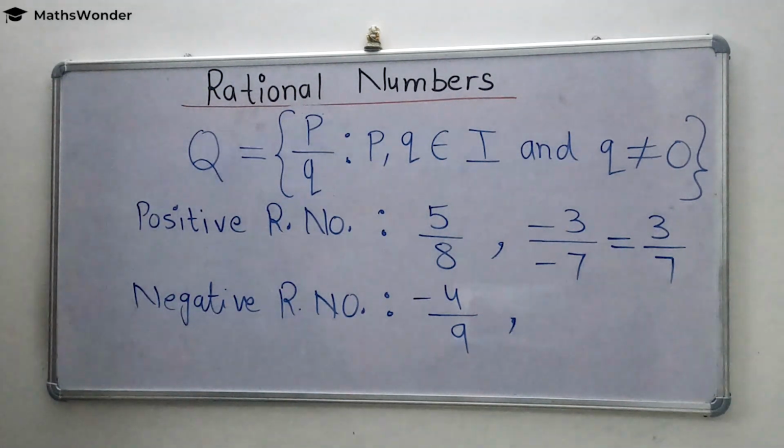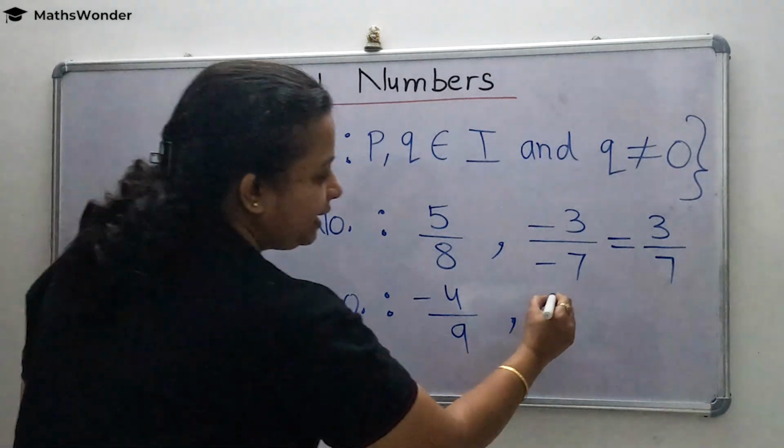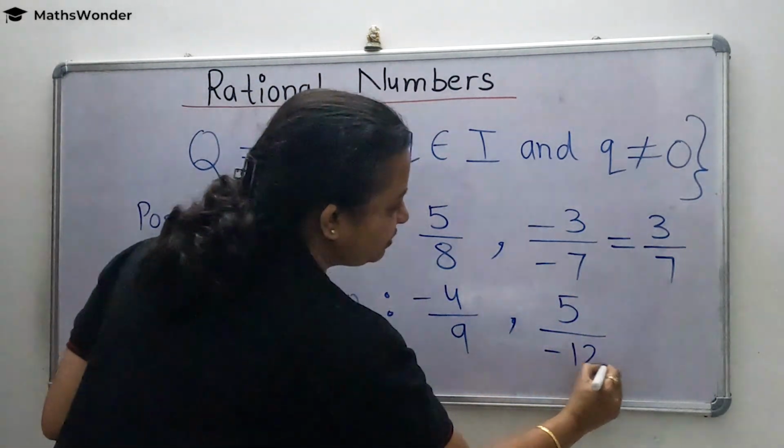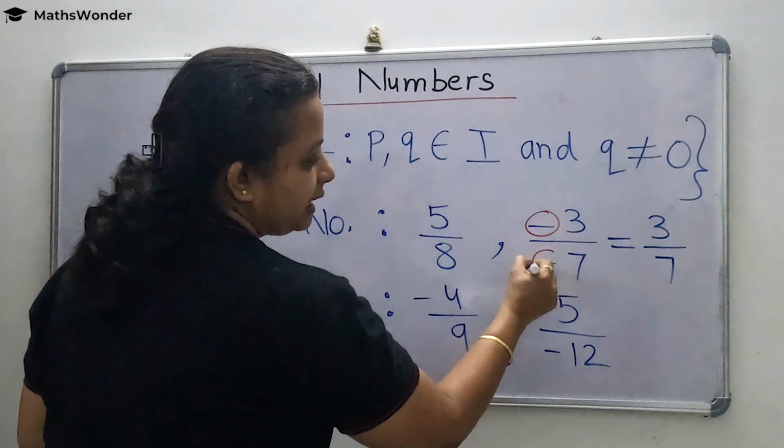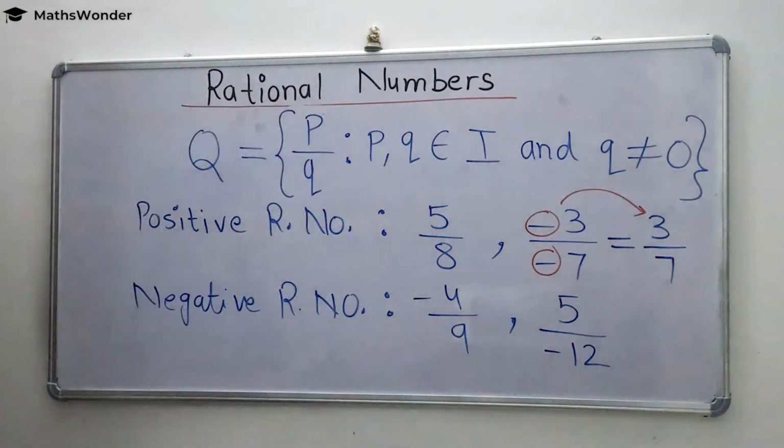Negative 4 over 9 and 5 over negative 12. If there is any negative sign in the rational number, we call it a negative rational number. Positive rational number, if both numerator and denominator are positive, or both numerator and denominator are negative, because the negative we can remove and we'll get the positive one. That's why we call it positive.